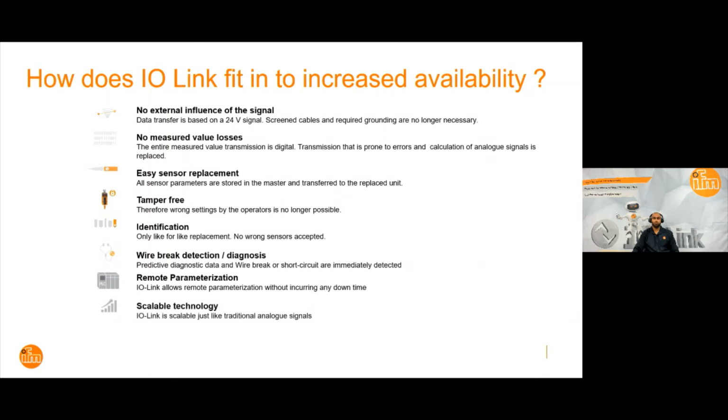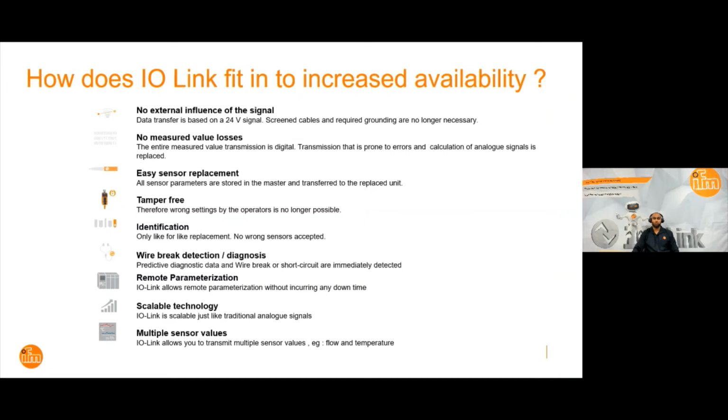Scalable technology. Just like analog values, iLink 2 can be scaled according to your preference. The next feature is multiple sensor values. iLink allows you to detect multiple values from a single sensor. For example, we discussed the airflow meter, where you can measure the flow rate, the temperature, the pressure, and the totalizer value, measuring and transmitting simultaneously from one sensor on one cable.